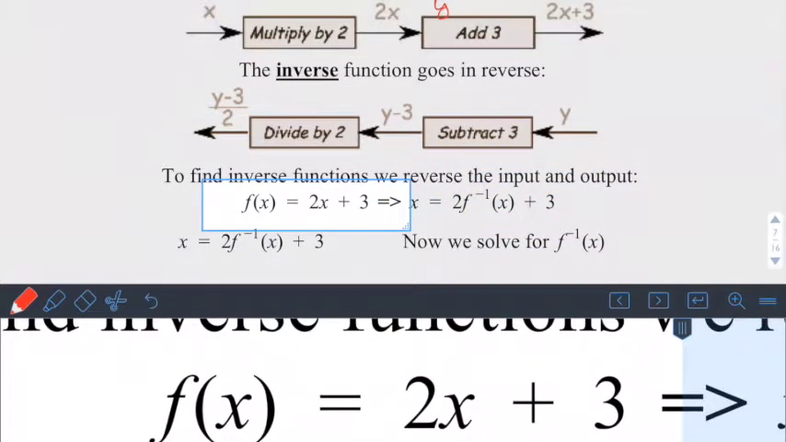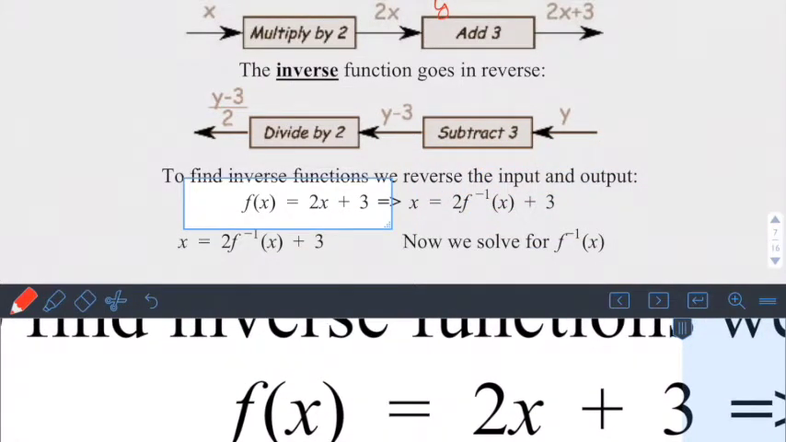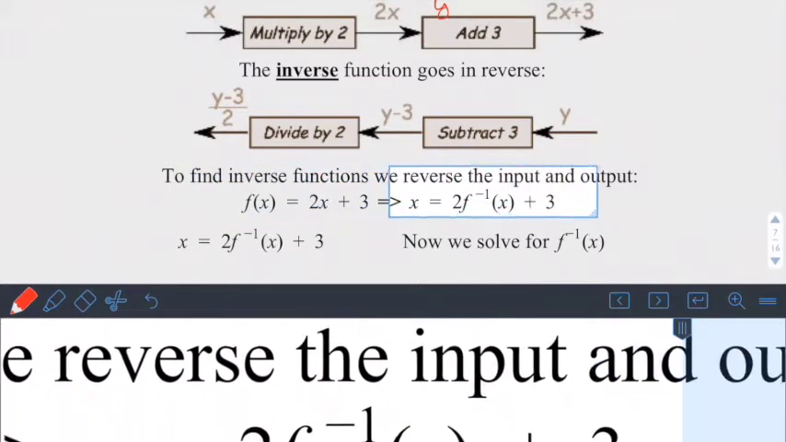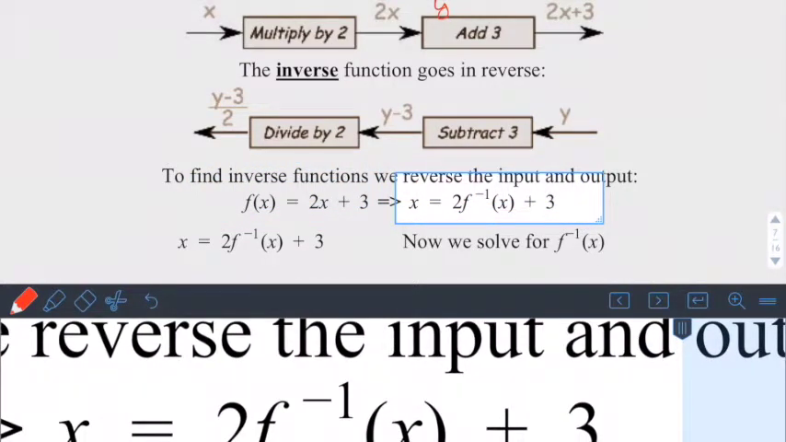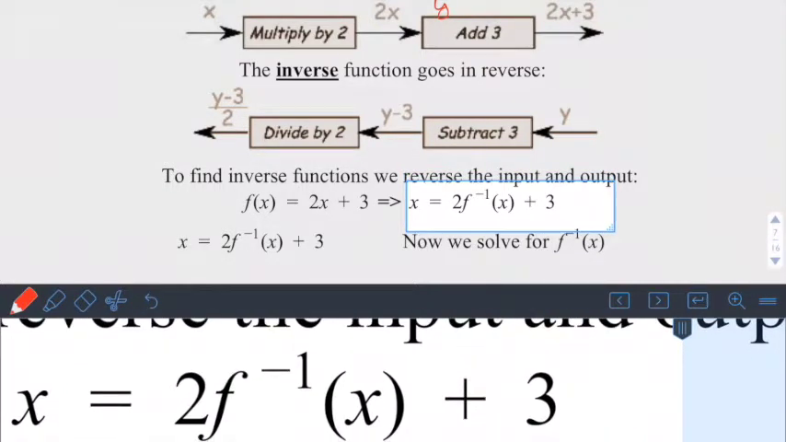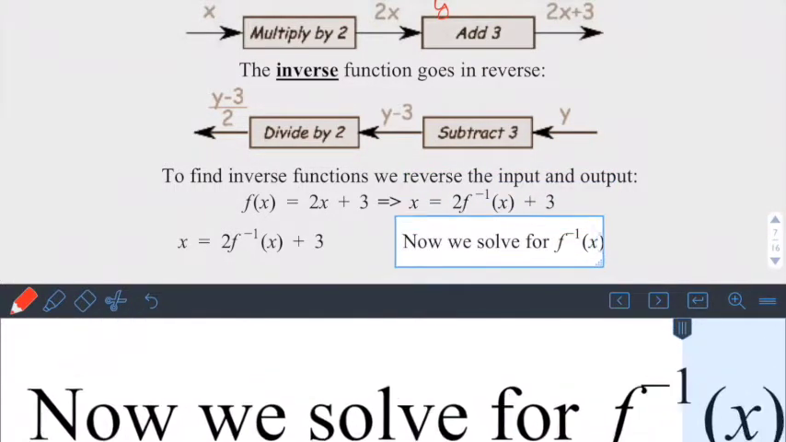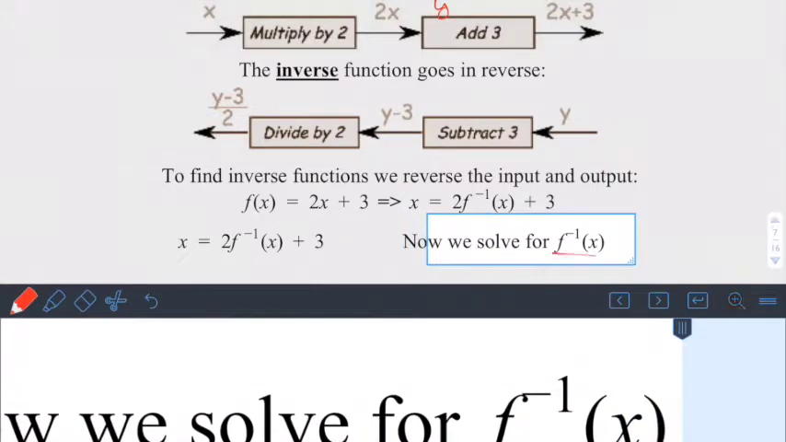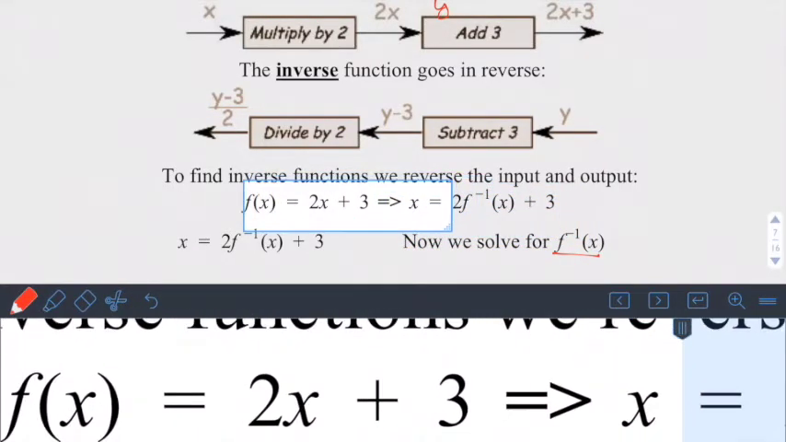So f of x equals 2x plus 3, that was the forward, and this turns into x equals 2 times the inverse f of x. That's what the f to the negative 1 means. Now we solve for this inverse. Okay, you see how we just switched these two?